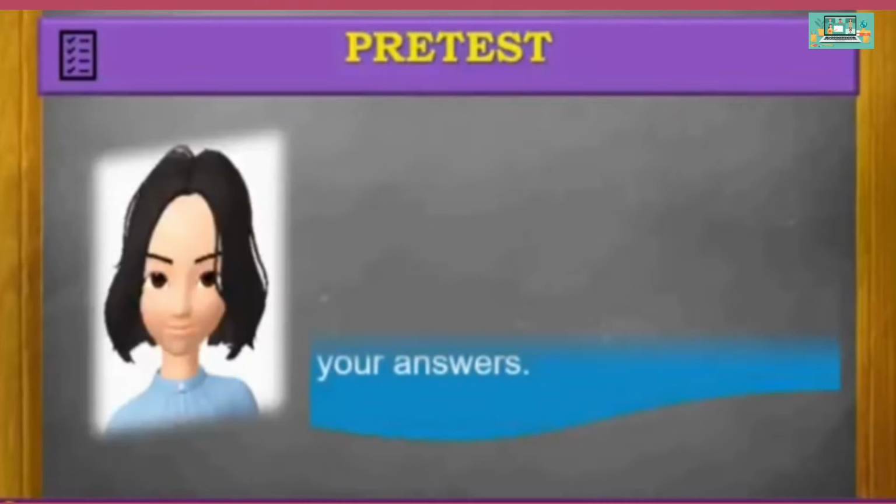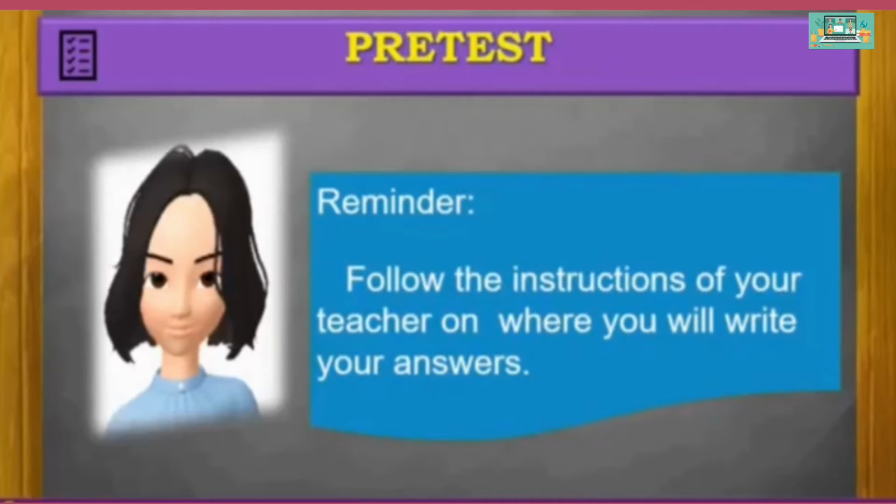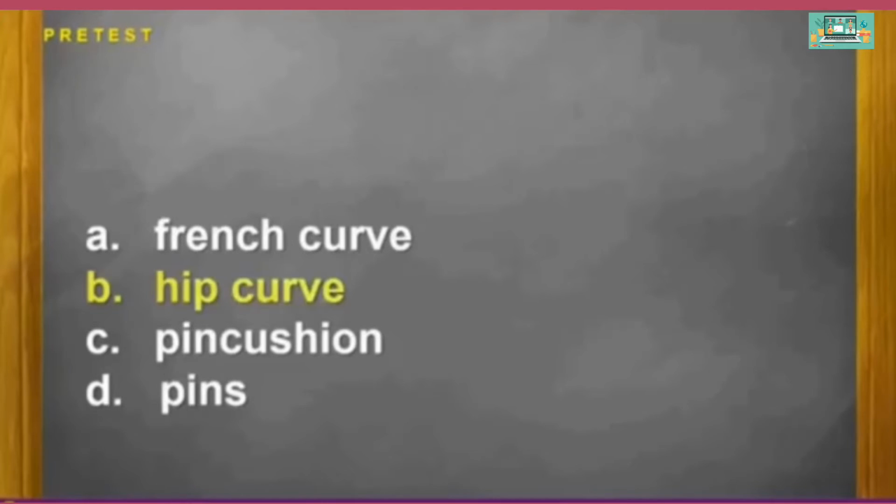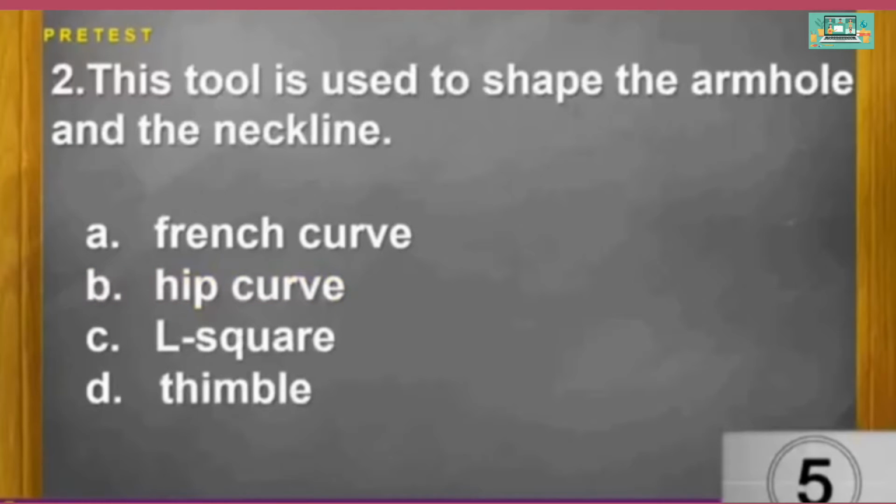For our pretest, just a little reminder: follow the instructions of your teacher on where you will write your answers. Read each item carefully and choose the letter or the best answer from the choices. You have 5 seconds to answer. Let's start. Number 1. This is an essential tool for making pattern of a hip line. The answer: hip curve.